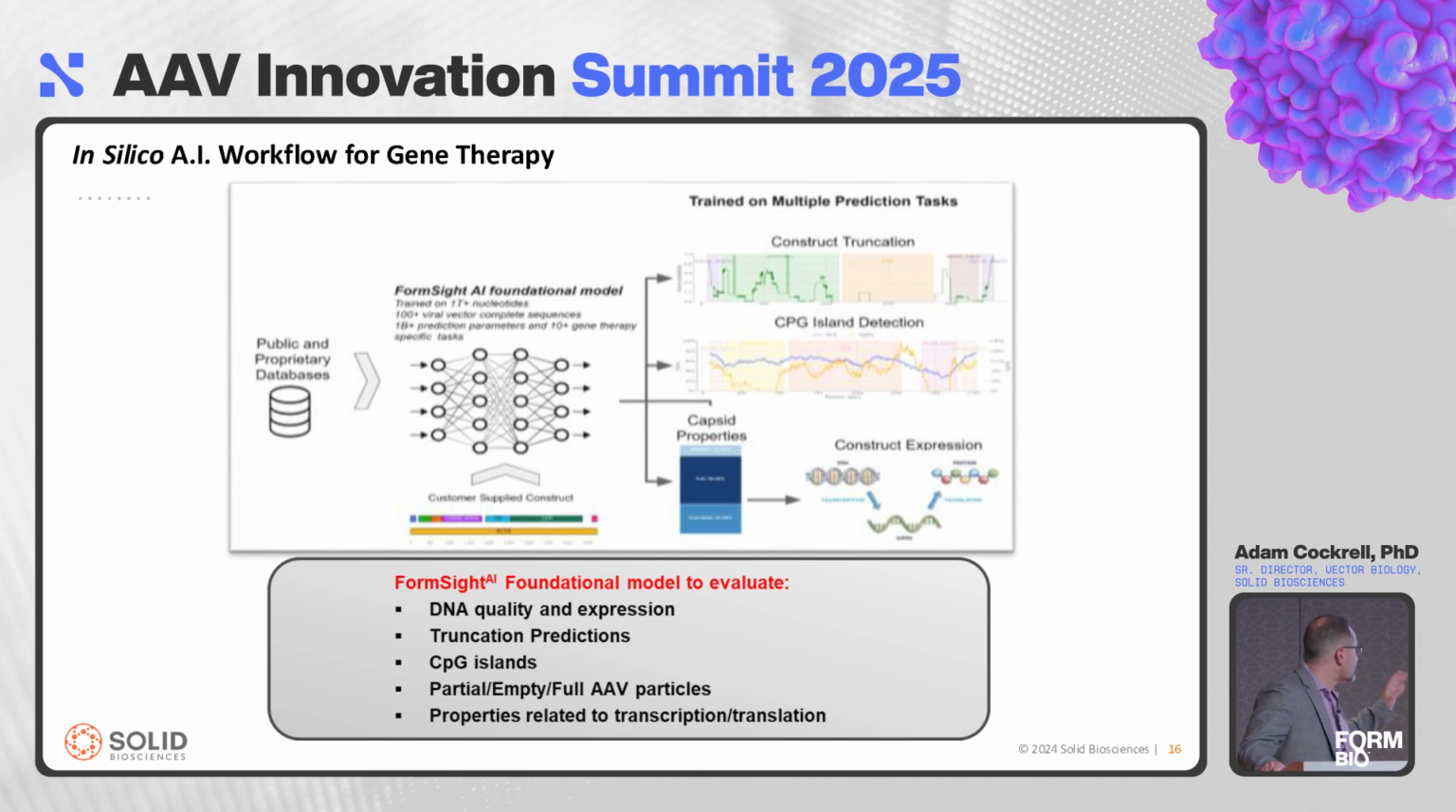there's a huge amount of public and proprietary databases that are going into the FormBio model, all the squiggly lines with all the nodes and everything, and you put your construct in there, and then out pops some information on construct truncations. You get histograms for that, CpG island detections, as well as GC content, capsid properties. Brooke mentioned a bit of those earlier in her discussion. And then there's some work, I know some initial work being done on being able to modify the constructs in a way that could change expression.